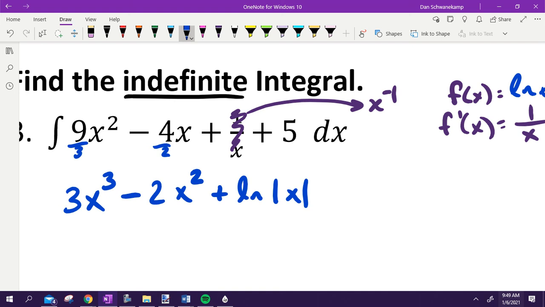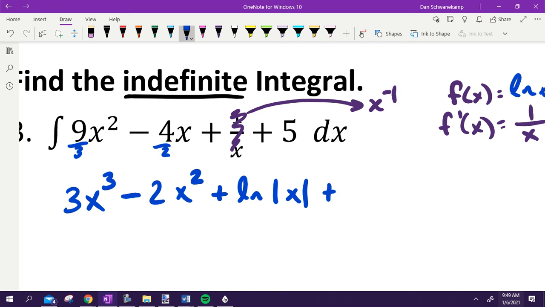Notice the absolute value signs. Those matter. When you take the antiderivative of 1 over x, it's natural log of x, but it's in absolute values because you cannot take the log of a negative value. That's just a thing that builds in. When you create natural log by doing an antiderivative, you have to include absolute values.